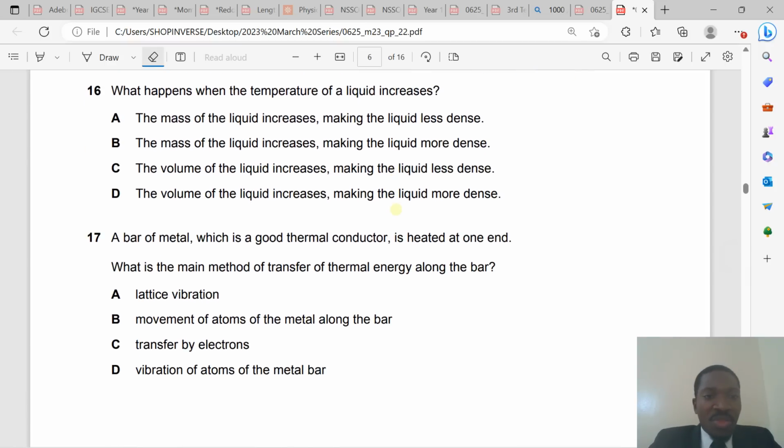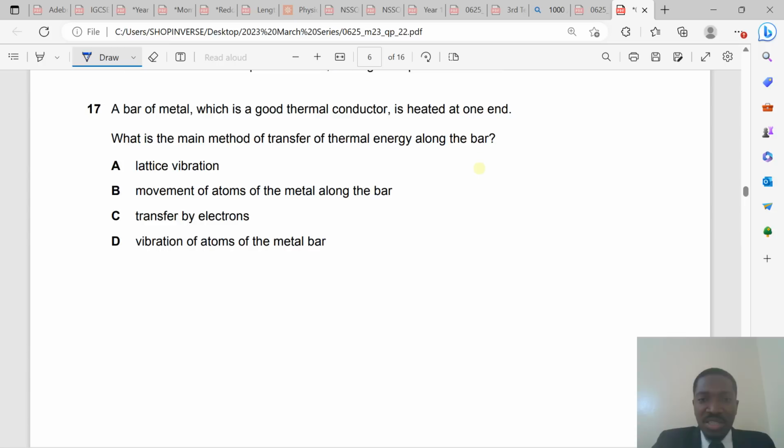Number 16. What happens when the temperature of a liquid increases? Option A says the mass of the liquid increases. No, temperature changing has no effect on mass. That makes B also wrong, the volume of the liquid increases. Yes, an increase in temperature causes expansion, making the liquid less dense. That's correct. When something expands, its density reduces.